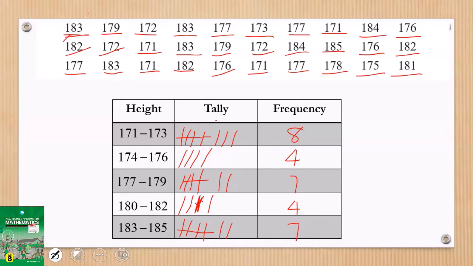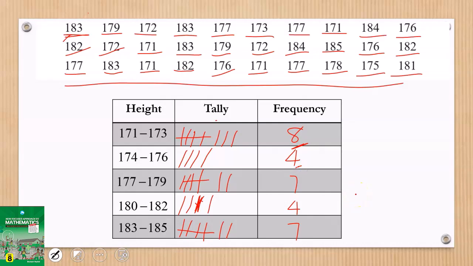Now we've been able to organize this raw data into a table form, which tells us that, okay, if I pick all those with the height of 171 to 173, how many are they? They are 8 in all. All those with the height of 174 to 176, they are also 4 in that order. That is that.